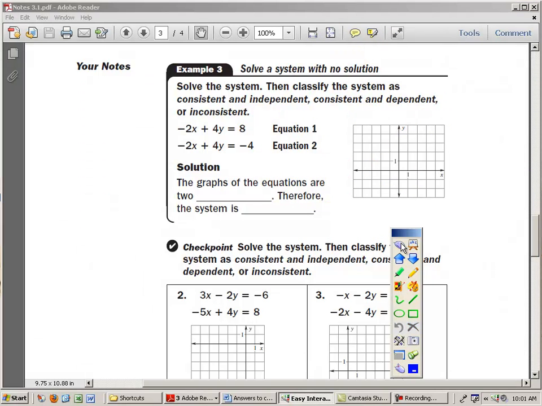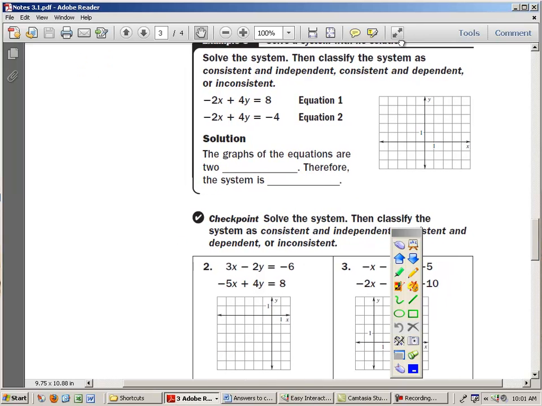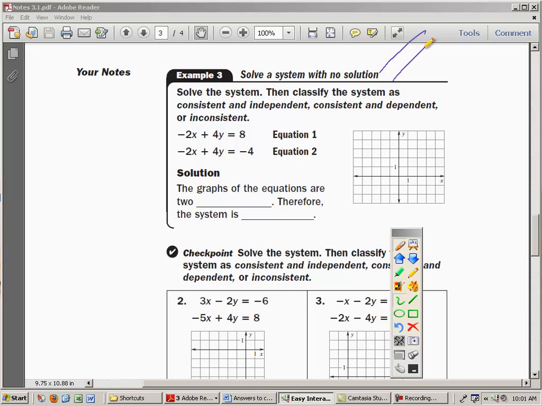All right, so let's take a look at an example that has no solutions. Being no solutions, we're going to assume that these lines are going to be parallel. They're kind of foreshadowing that for us, but we should get two parallel lines here, but let's make sure of that. The first equation, equation number 1, is -2x plus 4y is equal to 8.